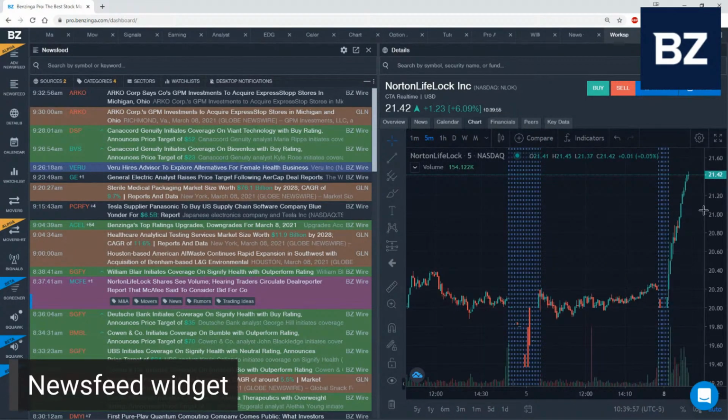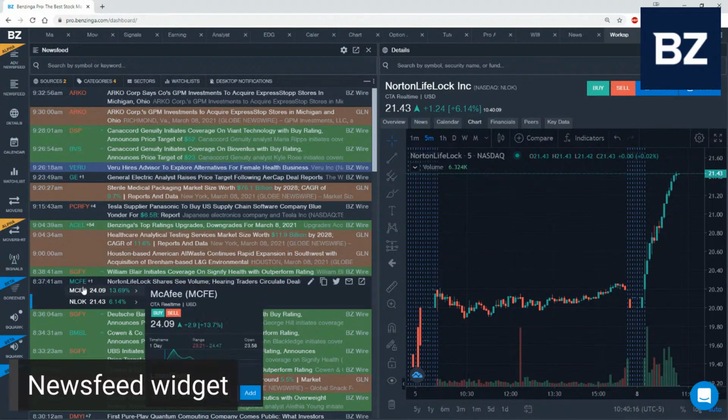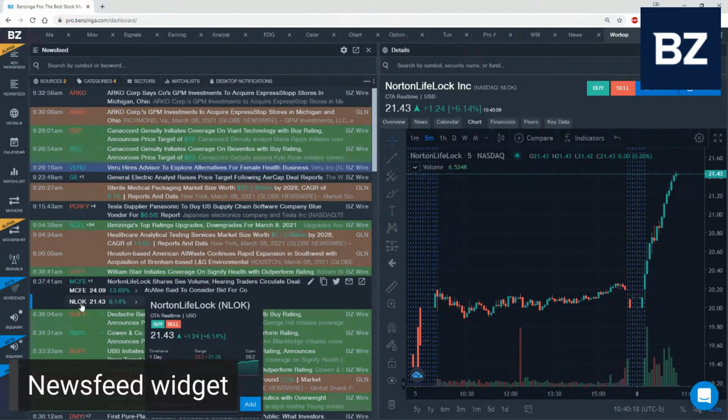So, if you look at the timing, this came out right after the open, and we told you that volume was coming in. It pretty much didn't look back there. And so this is a fantastic example of if you were following the rumors on the Benzinga Pro news feed, this was absolutely a great trading opportunity.